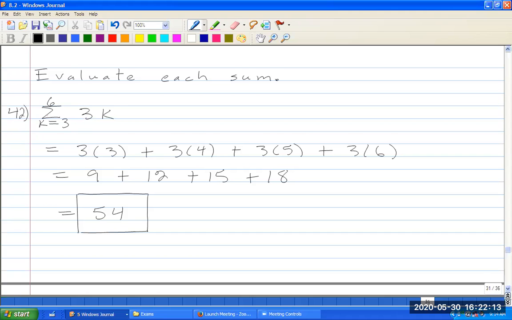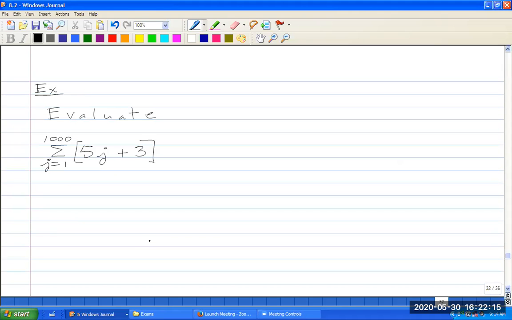Let's do an example, just using some facts that we know. So evaluate the sum from 1 to 1,000 of 5j plus 3. So obviously this idea of just plugging in numbers and adding them up is not going to be very efficient if I have to do this 1,000 times.